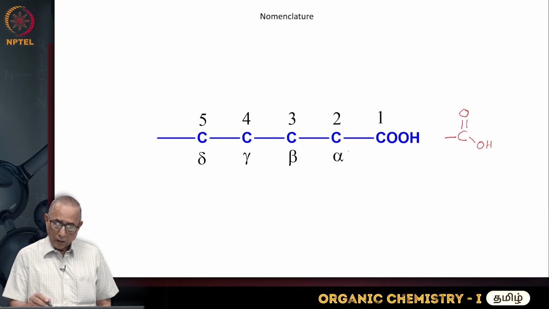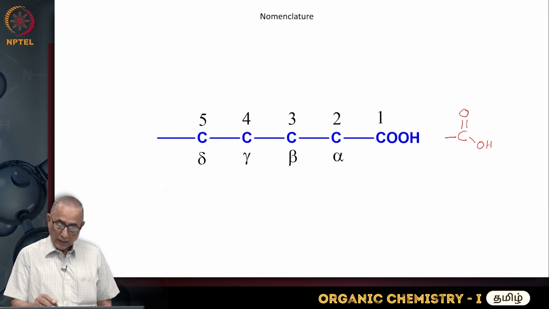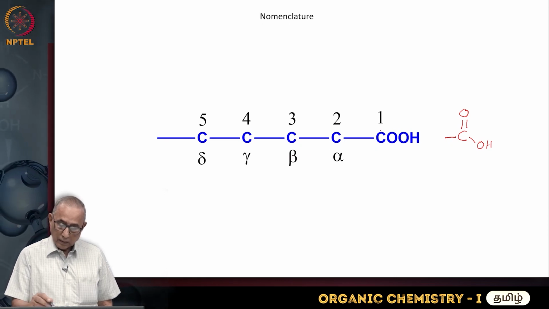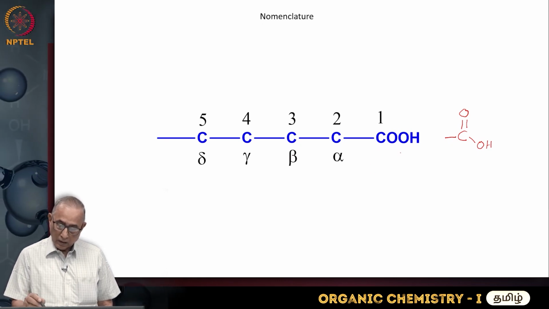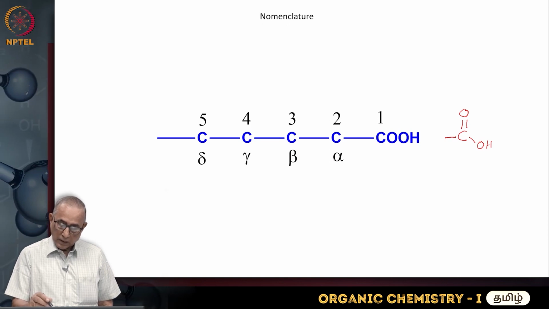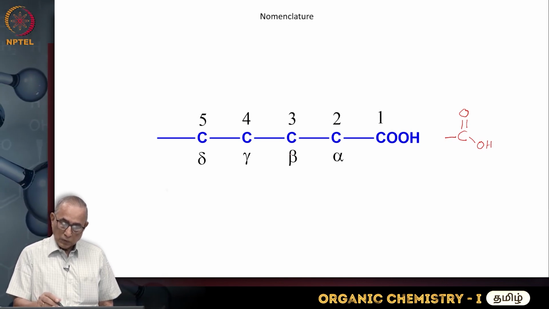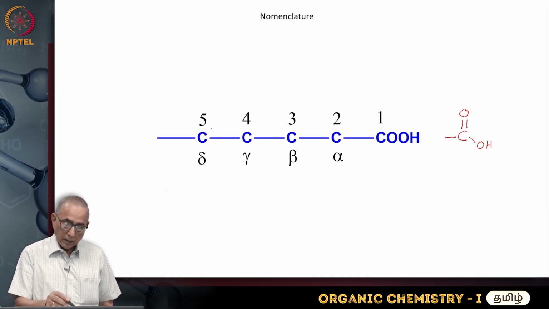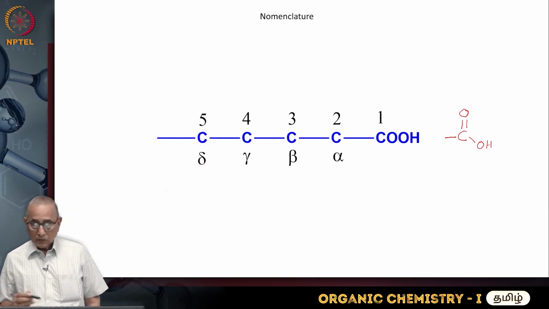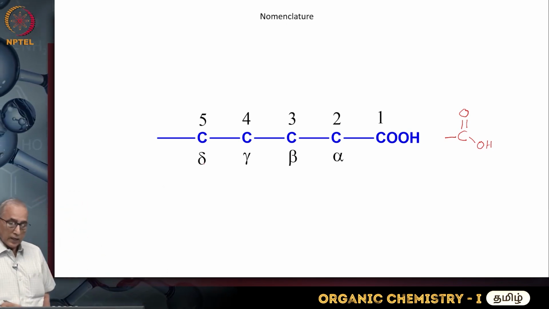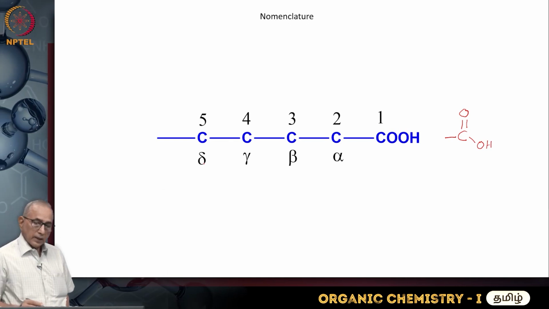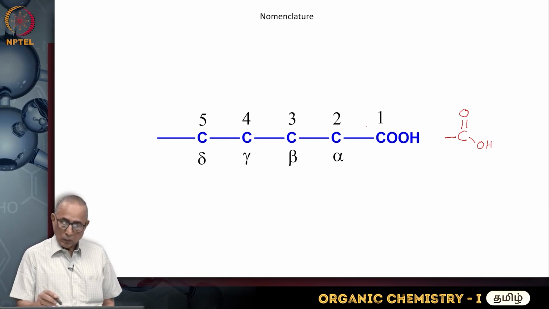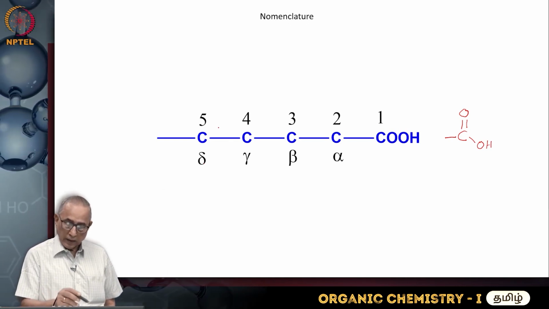Historically, in the compound, the carbon after the carboxyl group was called alpha. The first carbon is the carbon of the carbonyl group, the second carbon is called alpha, the third is beta, the fourth is gamma, the fifth is delta. This was the nomenclature used earlier. Now the compound is named like this: 1, 2, 3, 4, 5.